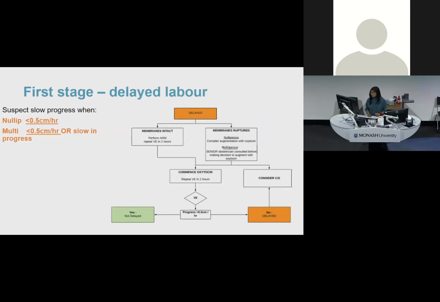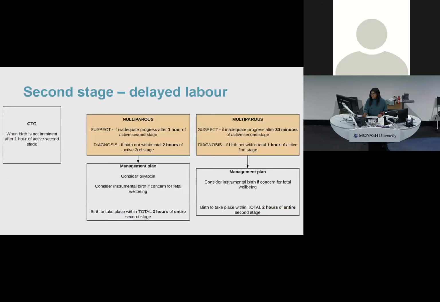If the membranes are ruptured, so for nullips, you consider augmentation with oxytocin, and for multiparas, you need to consider this with the input of a senior obstetrician before you actually do it, because there is increased risk of uterine hyperstimulation and uterine rupture. And then depending on that, you either commence the oxytocin infusion or you consider a cesarean section.